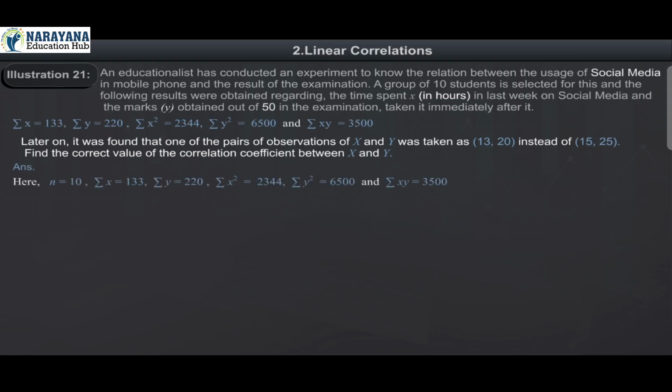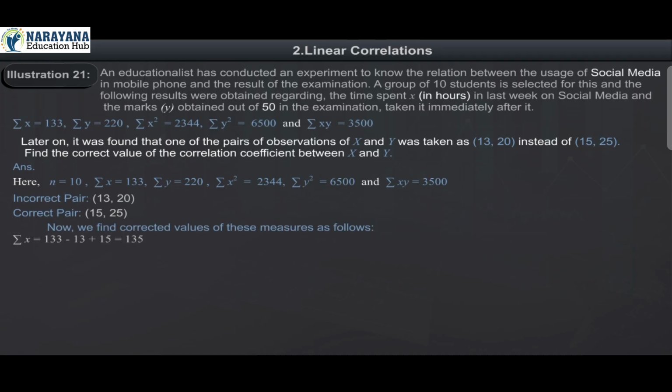Answer. Here n is equal to 10, sigma x is equal to 133, sigma y is equal to 220, sigma x square is equal to 2344, sigma y square is equal to 6500 and sigma xy is equal to 3500. Incorrect pair 13, 20. Correct pair 15, 25. Now we find corrected values of these measures as follows.